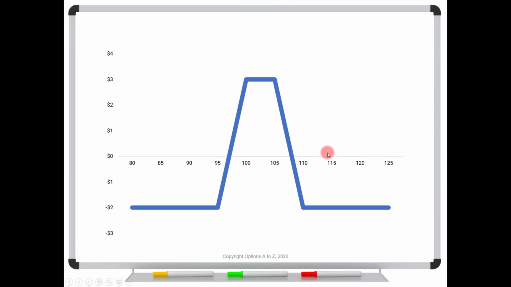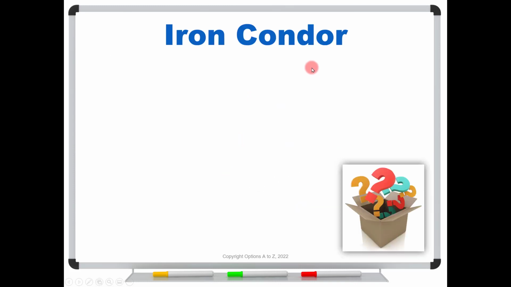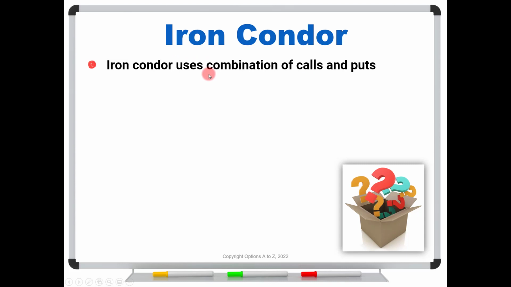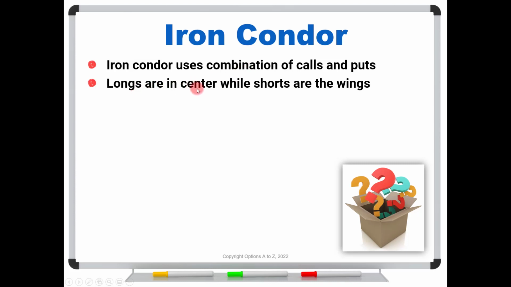Okay, so that's the standard Condor. What is an iron Condor? Well, anytime you see the word iron, it's a combination of calls and puts. So in the first example, I said it was either all calls or all puts. Notice now that we are using a mixture, a combination of them. We're going to put the longs in the center while the shorts will be in the wings.